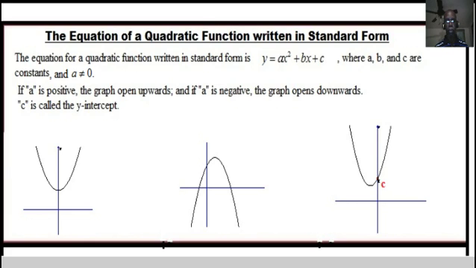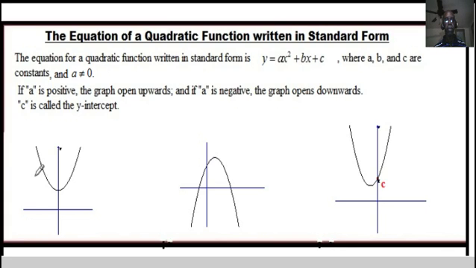The equation of a quadratic function written in standard form is y equals ax squared plus bx plus c, where a, b, and c are constants. These are some numbers given in the equation, and a is not equal to 0. So, this is telling us that a can be any number except 0.